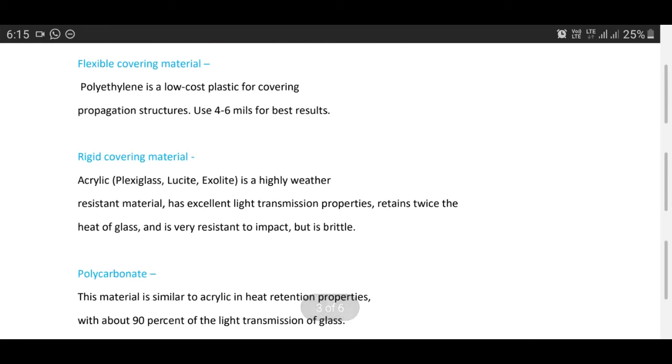Rigid covering material: acrylic, plexiglass, lucite, exolite. It is a highly weather resistant material, has excellent high transmission properties, retains twice the heat of glass and is very resistant to impact but is brittle.